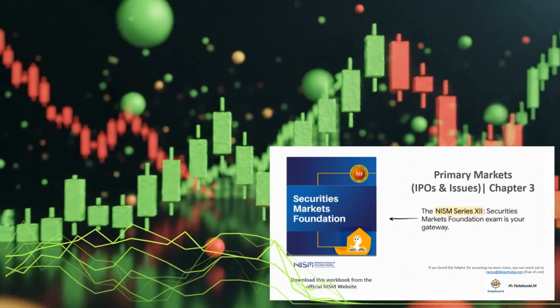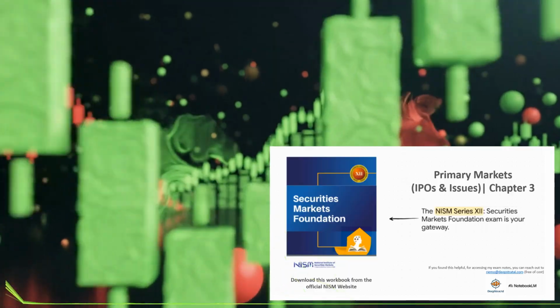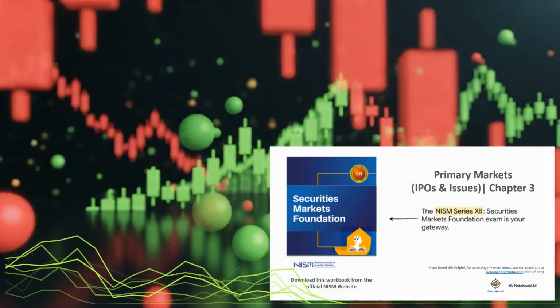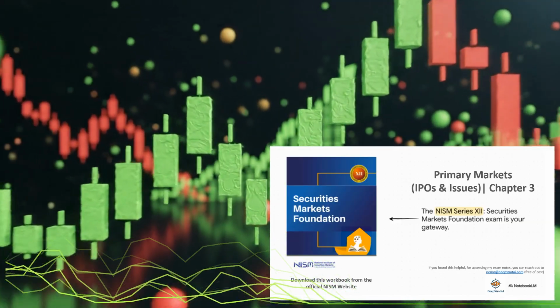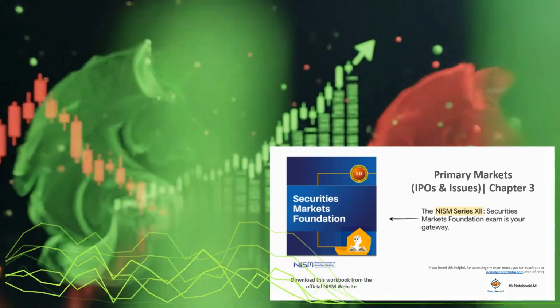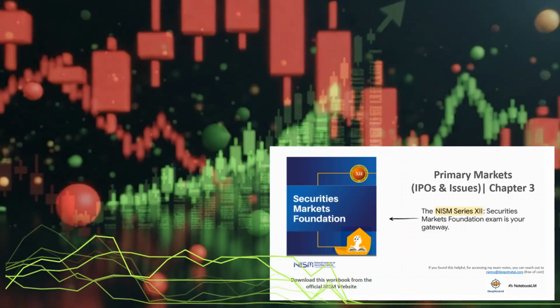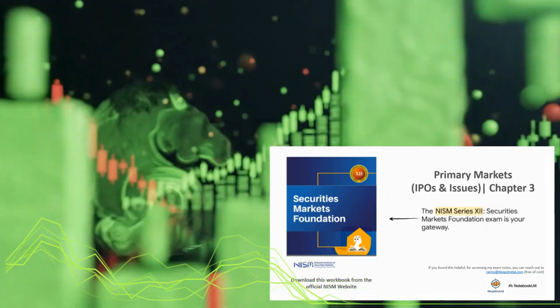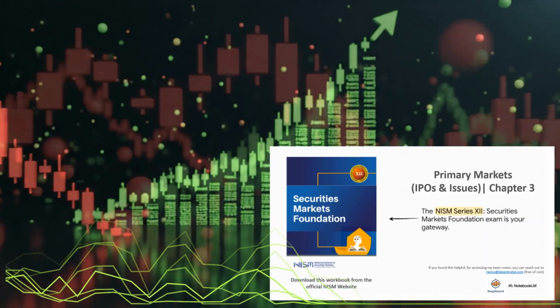Post-allotment, the RTA handles the physical process, processing and dispatching all allotment communications and ensuring refund orders or fund unblocking happens correctly for unsuccessful applicants. And if they're also a share transfer agent. Then they also maintain continuous holding records, handle subsequent share transfers, and often act as depository participants.